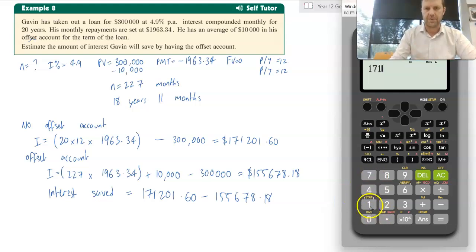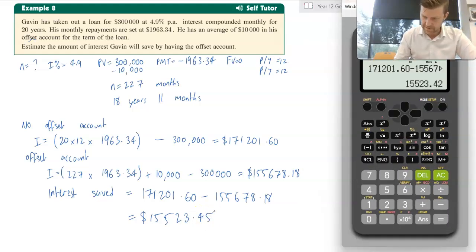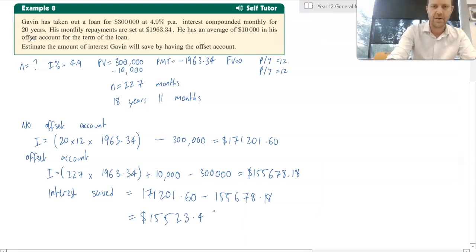So $171,201.60 minus $155,678.18, which would save him $15,523.42. So I'll pop that in. $15,523.45. 42 cents, damn it. Almost perfect video. So always going to make that last mistake.